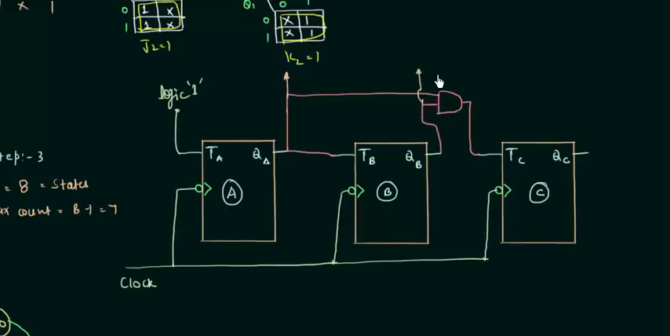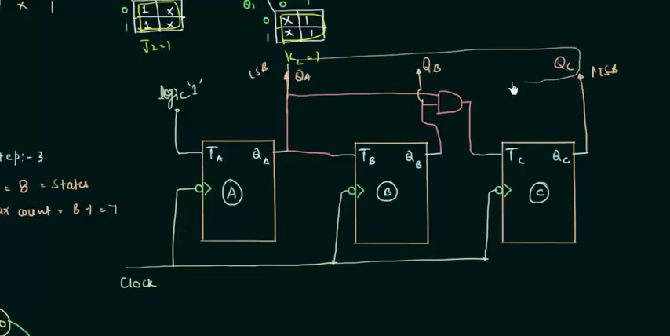QA is the LSB, QB is the second bit, and QC is our MSB. So QA, QB, QC are the outputs of the counter, and they will start from 0 0 0 and end at 1 1 1. In this way you have to design a 3-bit synchronous counter.